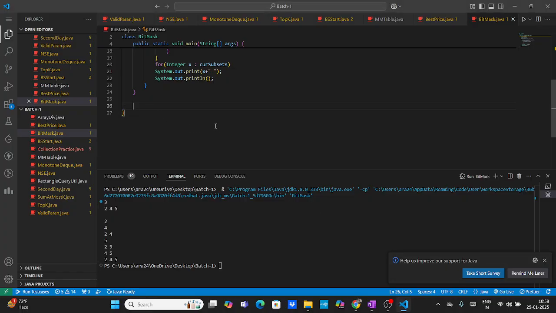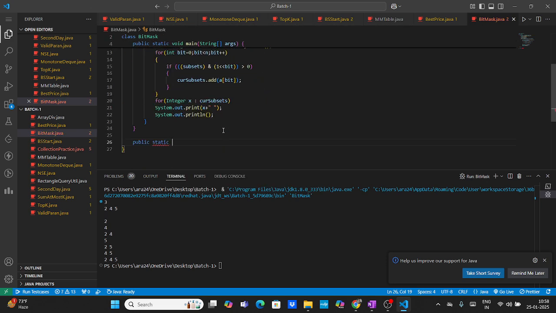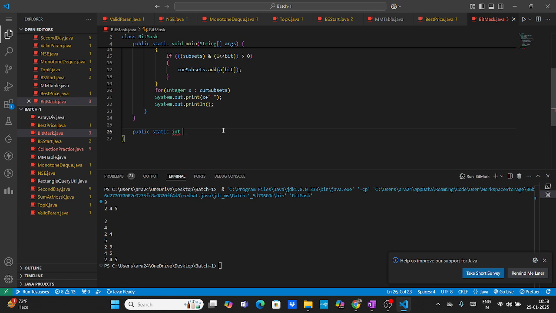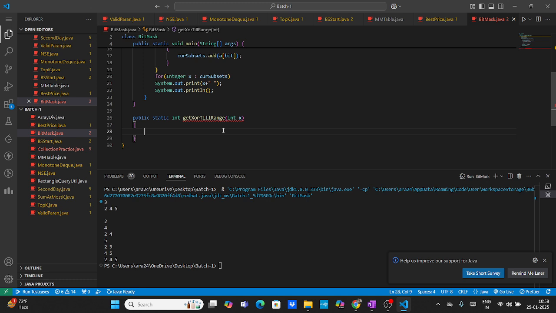Shall we write? Okay, so public, I guess it's static. Public static int getXORtillR. We will pass a number x. So you are calculating 1 to R, 1 to x, correct? Okay, int remainder is x modulo 4.